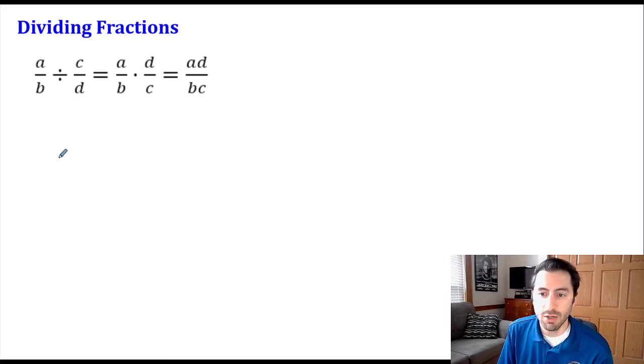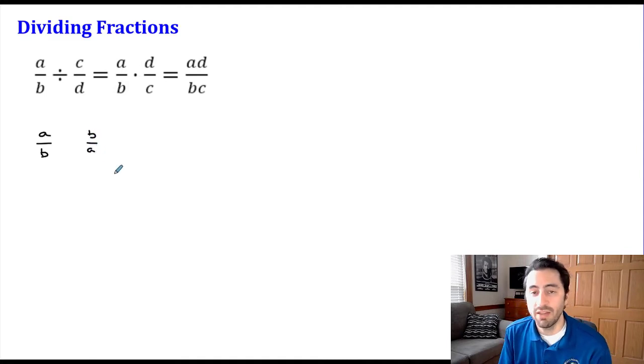So first, let's just talk about what a reciprocal is. A reciprocal is when we take a fraction and we switch the numerator and the denominator. So for example, if I have the fraction a over b, the reciprocal of this is b over a. Mathematically, two things are reciprocals when their product is 1. In other words, if I take these two fractions and I multiply them together, I should end up with 1.